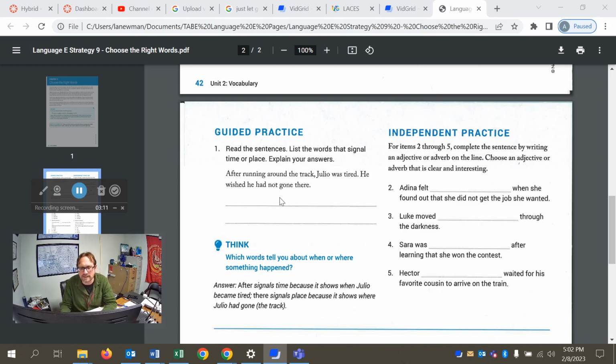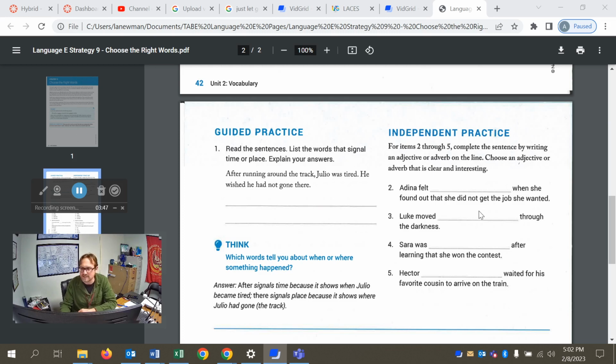So in number 1 here, we're asked to identify words that signal time or place. So after is a word that signifies time, and then there is a word that signifies place. Okay, with these, we're asked to come up with an adjective or adverb that's clear, that's interesting, that fits the meaning of the sentence. And so I'll read the ones off that I got, but of course, you're welcome to have chosen many other adverbs or adjectives to work in the sentence.